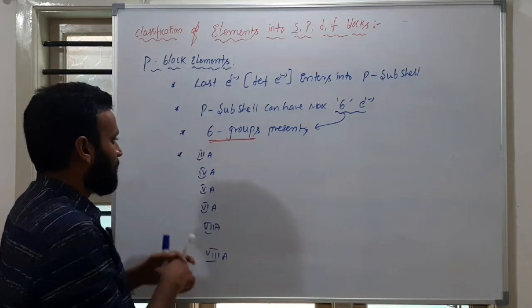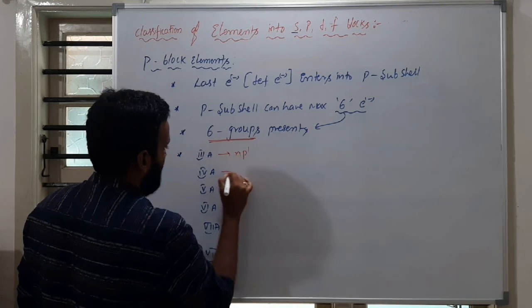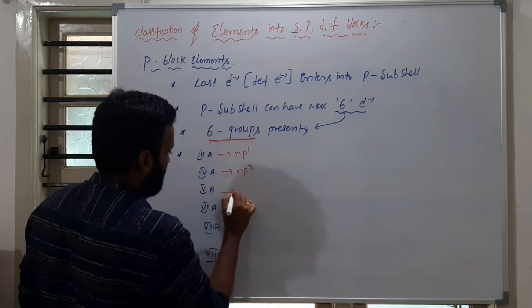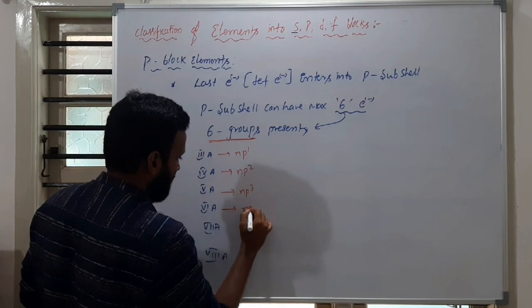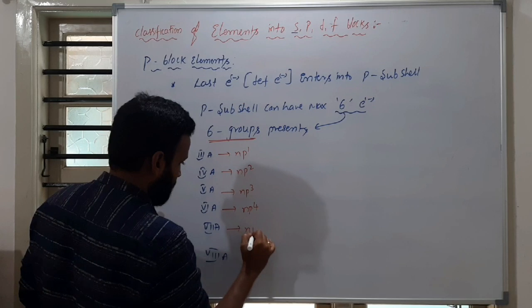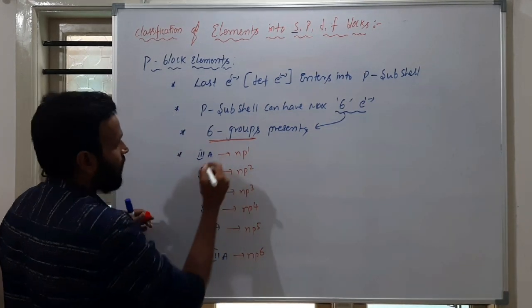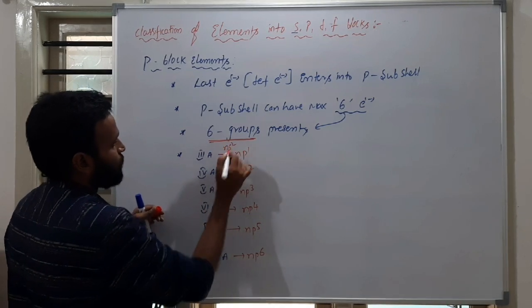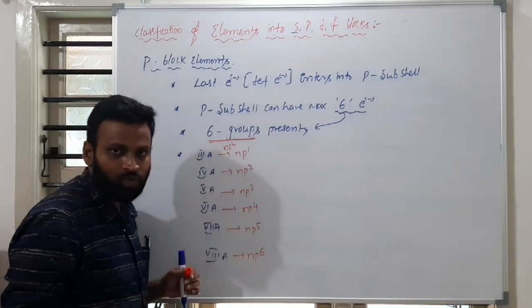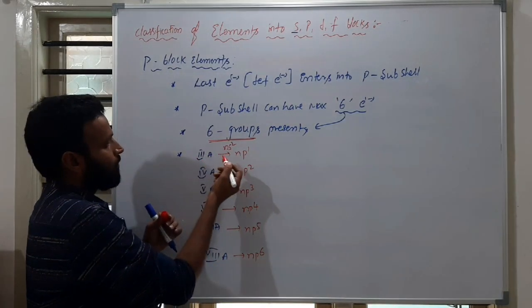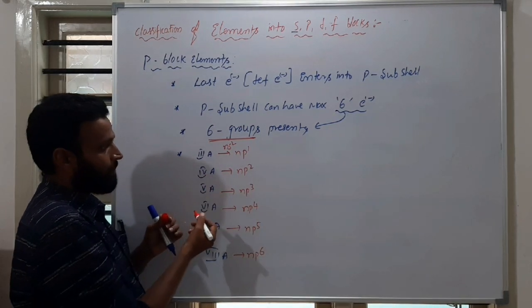Okay, starts from NP1 and NP2, this is NP3 and NP4, NP5 and NP6. These all have commonly one thing, that is NS2, because these are all coming after S block. It was mentioned in previous also. So third A group elements configuration means NS2 NP1, NS2 NP2, 4th A.